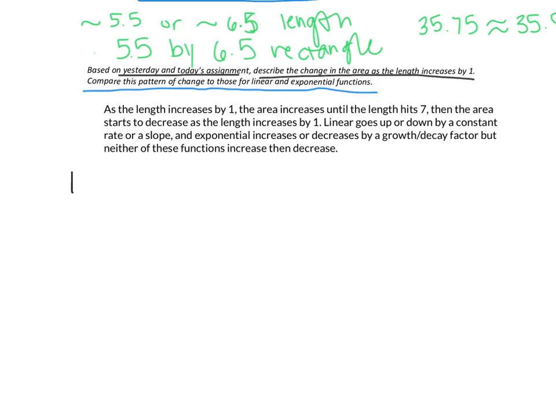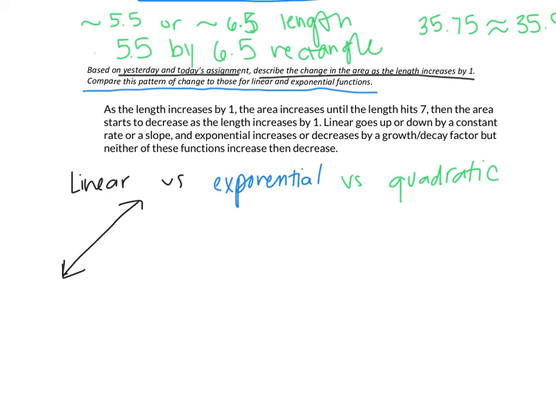And if you can compare linear versus exponential versus quadratic. Linear increases by a set amount. That is our slope. Our slope is tiny little steps up. It's a constant rate of change. It does the same thing if it was a negative slope. Same thing, a constant rate of change.